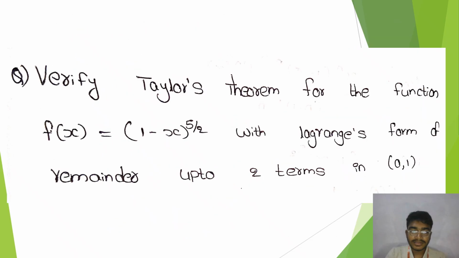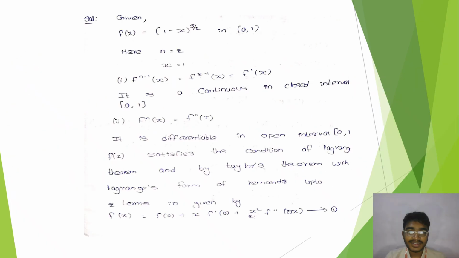And the question is, verify Taylor's theorem for the function f of x is equals to (1 minus x) power 5 by 2 with Lagrange's form of remainder up to two terms in 0, comma 1. Given f of x is equals to (1 minus x) power 5 by 2 in 0, comma 1. Here n is equals to 2 and x is equals to 1.